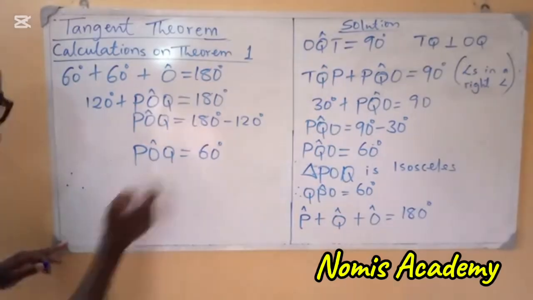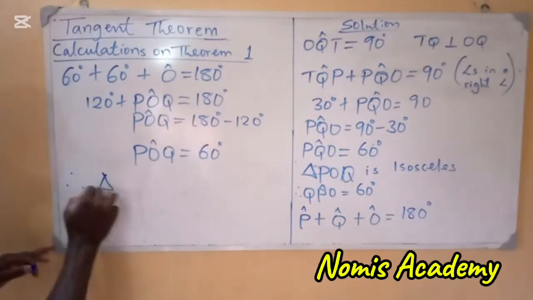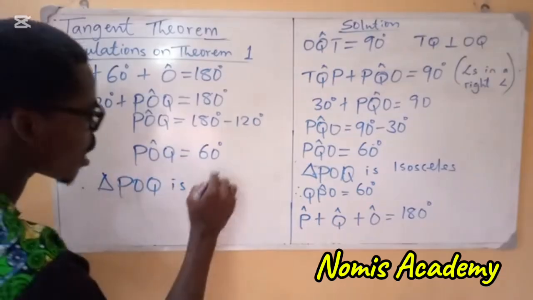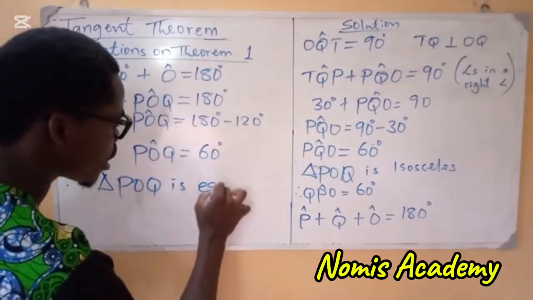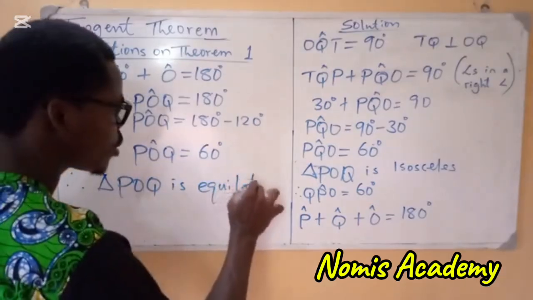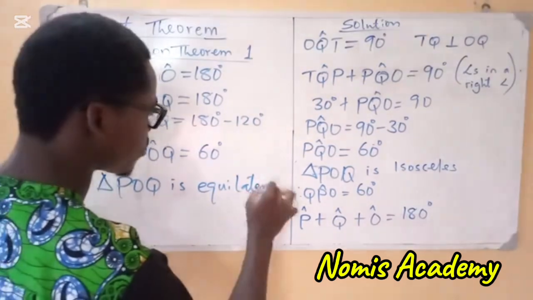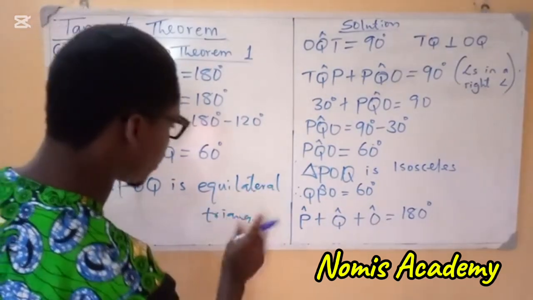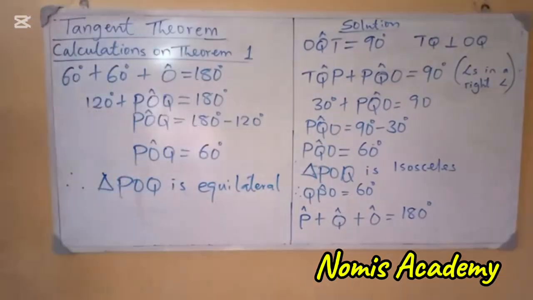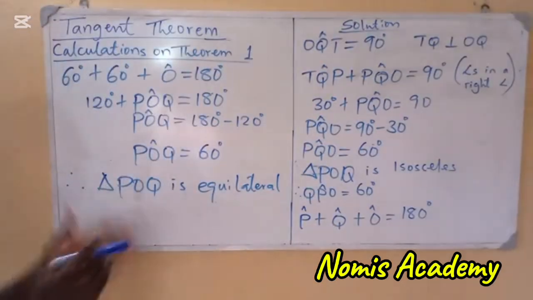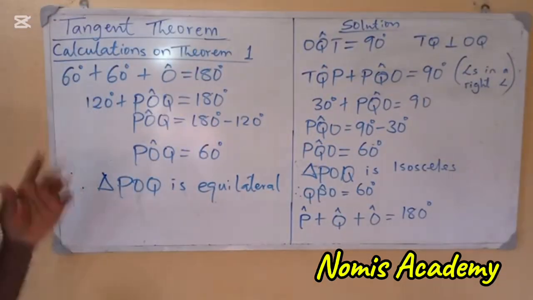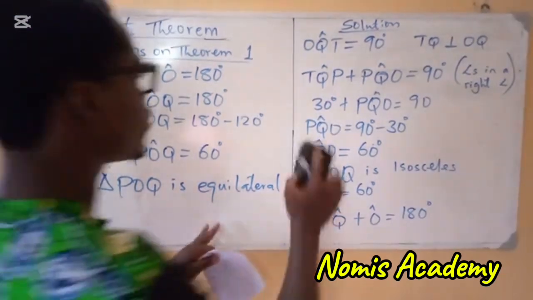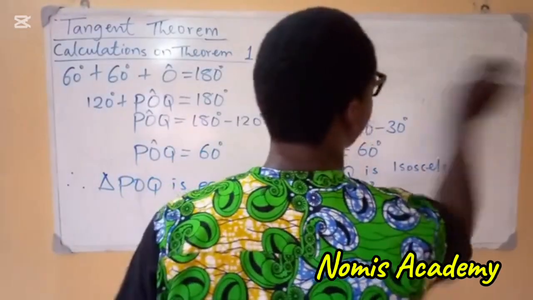Wow. If POQ is 60 degrees, that means that the triangle is also an equilateral triangle. From what we just did, we can see that triangle POQ is equilateral. Okay, so we've come to the end of the calculation. So let's pick another example quickly.